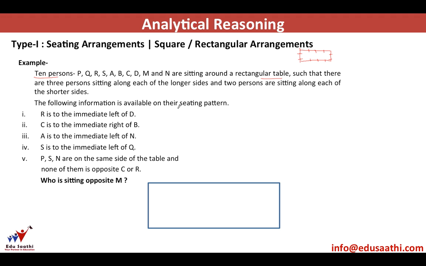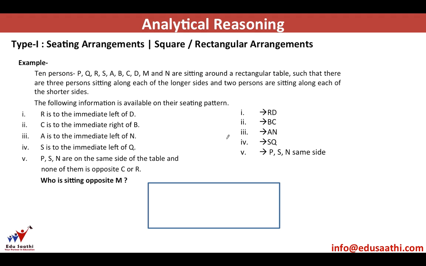Then we are given a certain seating pattern. R is to the immediate left of D. This is given to you. R is immediately left of D. This is also given to you. C is to the right of B, or B is to the left of C. Then A, N, then S, Q. These are relatively simple. And then it is given that P, S, N are on the same side of the table, and none of them is opposite to C or R.